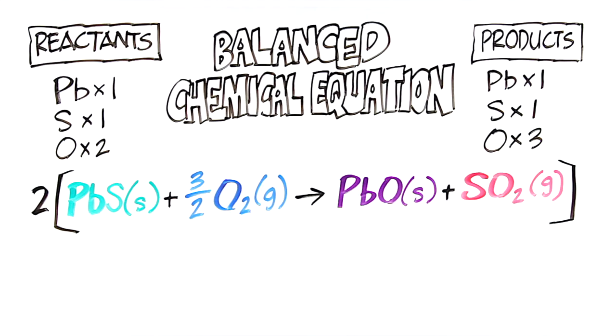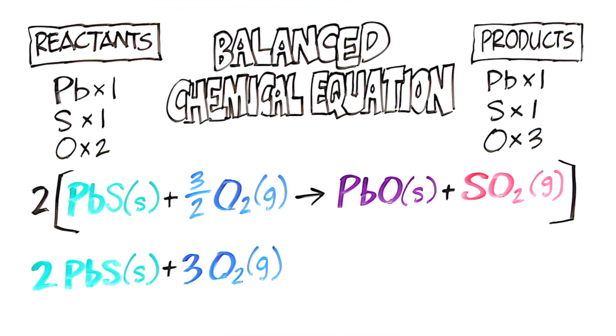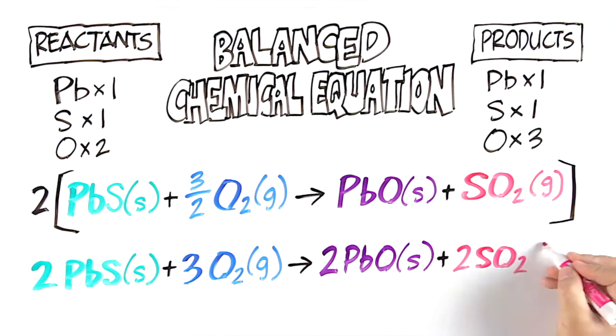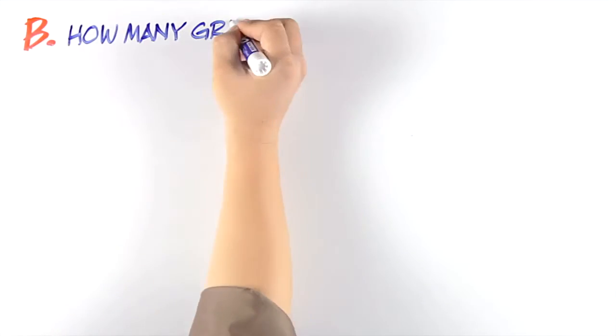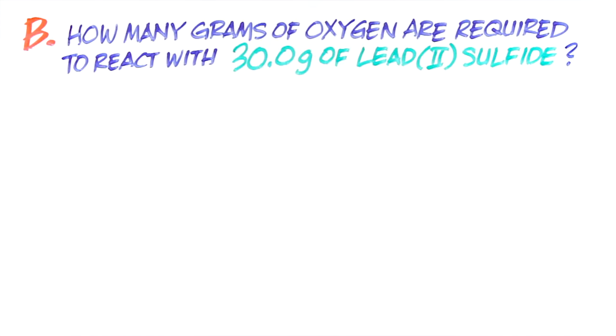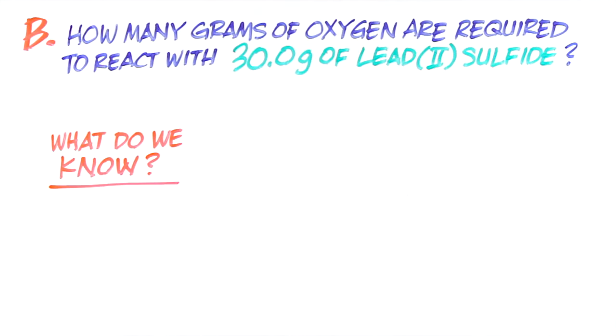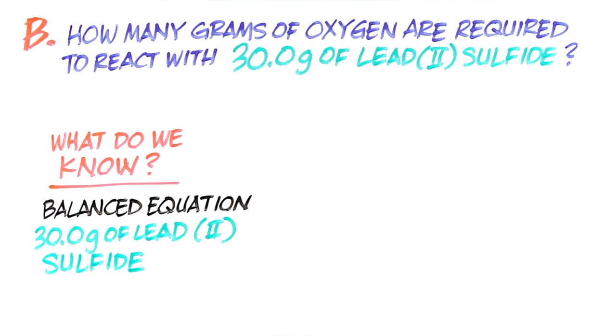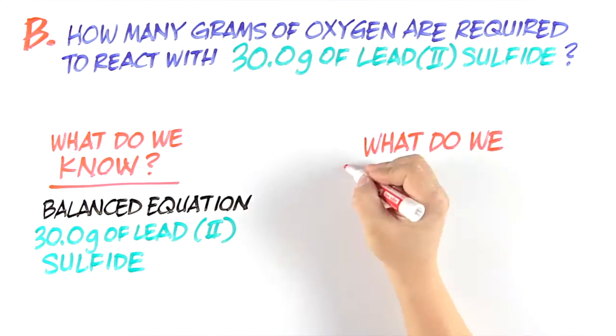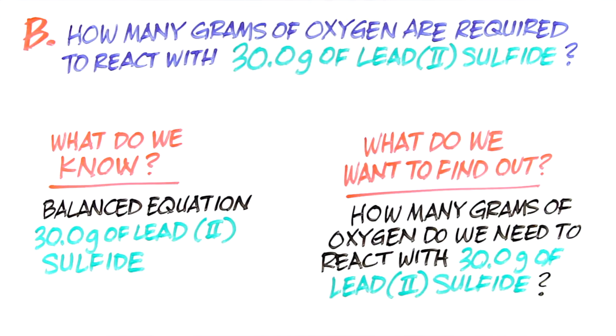So now the complete balanced equation becomes 2 PbS(s) plus 3 O2(g) yields 2 PbO(s) plus 2 SO2(g). This is our final answer for part A. Now let's talk about part B, which asks, how many grams of oxygen are required to react with 30.0 grams of lead-2 sulfide? What do we know about this problem? We found the balanced equation in part A, and we know we're starting with 30.0 grams of lead-2 sulfide. What do we want to find out? We want to know how many grams of oxygen we need to react with 30.0 grams of lead-2 sulfide.